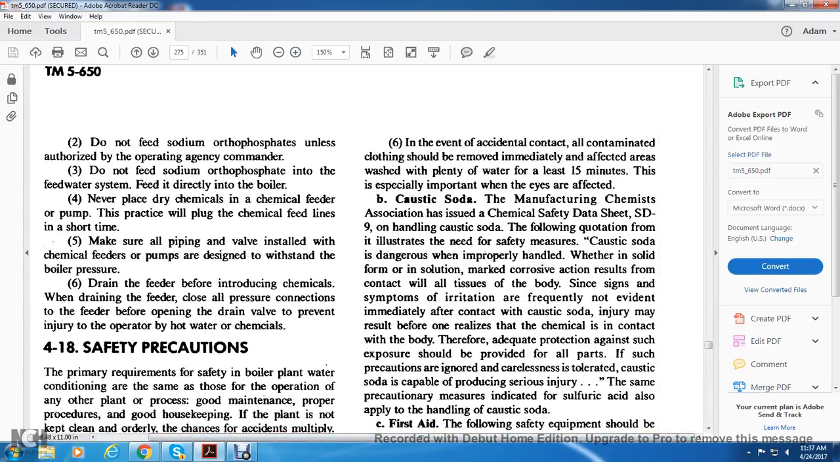Alright, 6. In the event of accidental contact, all contaminated clothing should be removed immediately. Affected areas should be washed with plenty of water for at least 15 minutes. This is especially important when the eyes are affected.